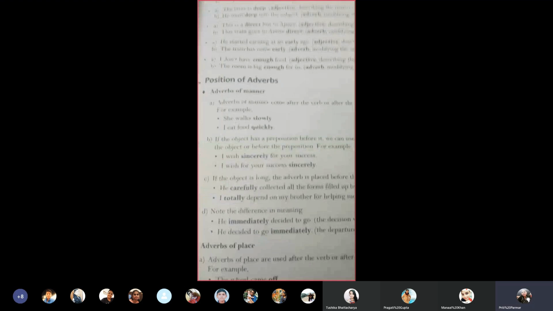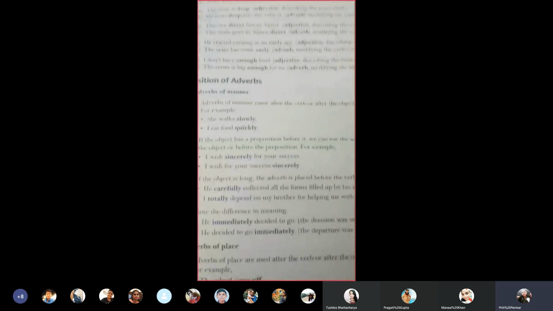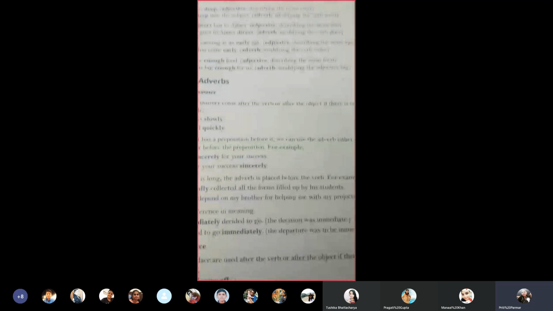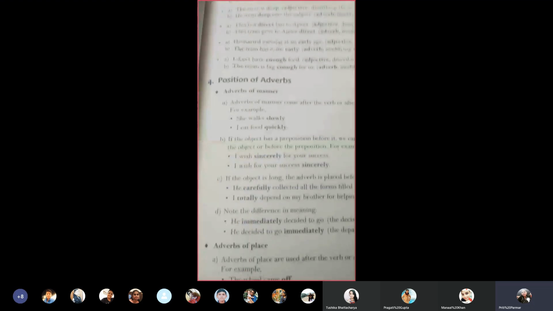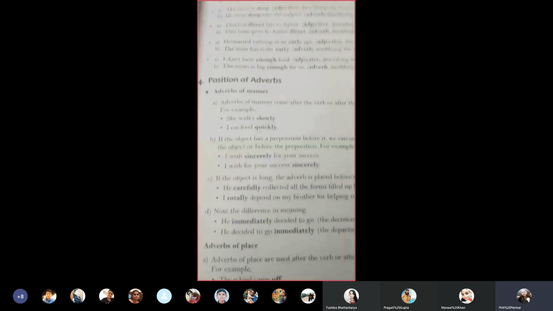If the object is long, the adverb is placed before the verb. Now see, he carefully collected. Now here, he collected all the forms filled up by his students. So he is a subject, collected is a verb, and the remaining was a long object. So what they did was they placed the adverb before the verb. So he carefully collected all the forms filled by the students.